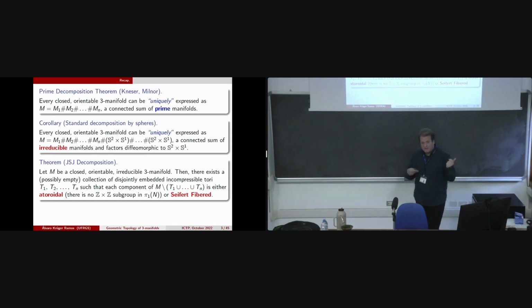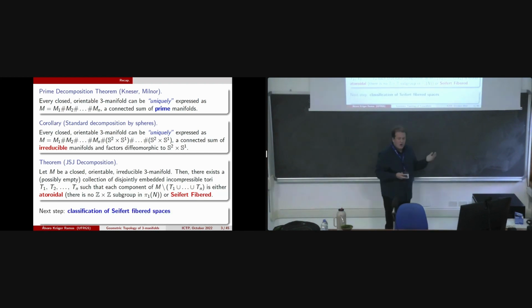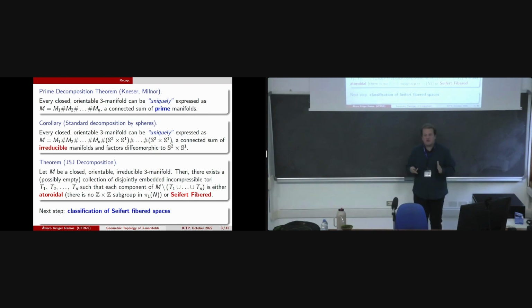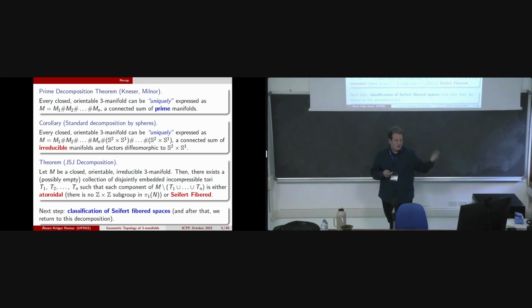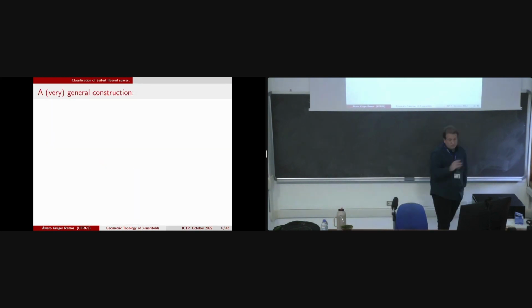But the important part is that this decomposition cuts your manifold into pieces which are either atoroidal, in the sense that they don't have any Z cross Z subgroups. Z cross Z is the fundamental group of the torus, right? That's why they are called atoroidal. Or they are Seifert fibered. Yesterday we spent a long time explaining what Seifert fibered spaces are, and now we will actually classify these spaces. And then we return to the JSJ decomposition.